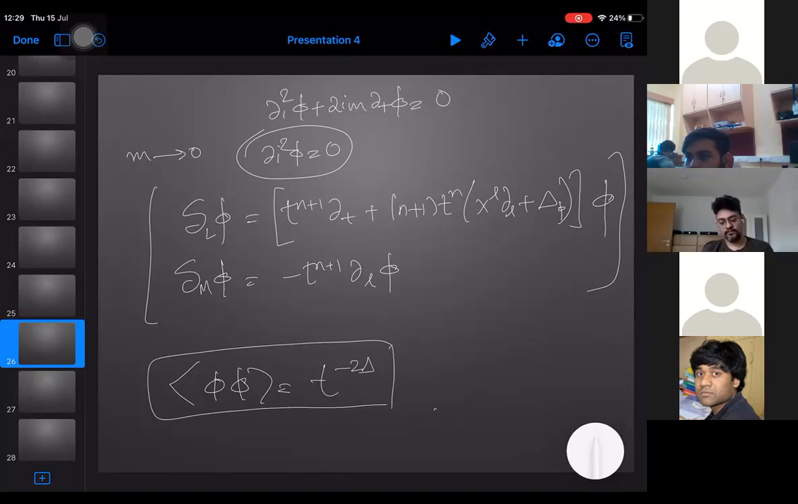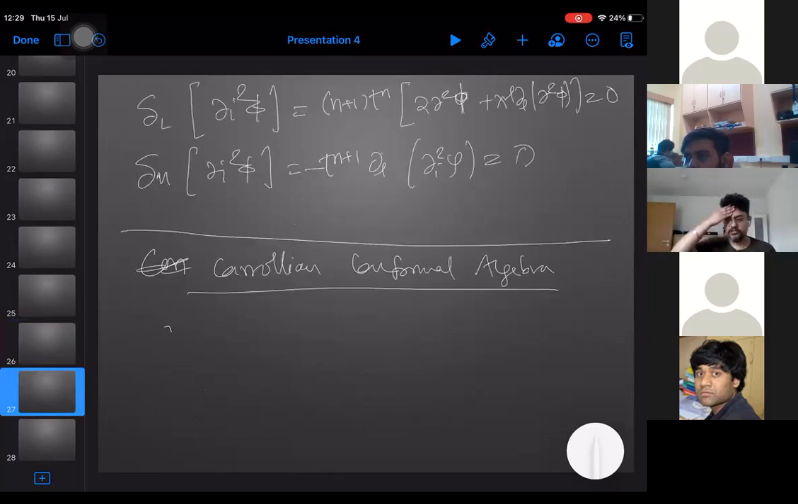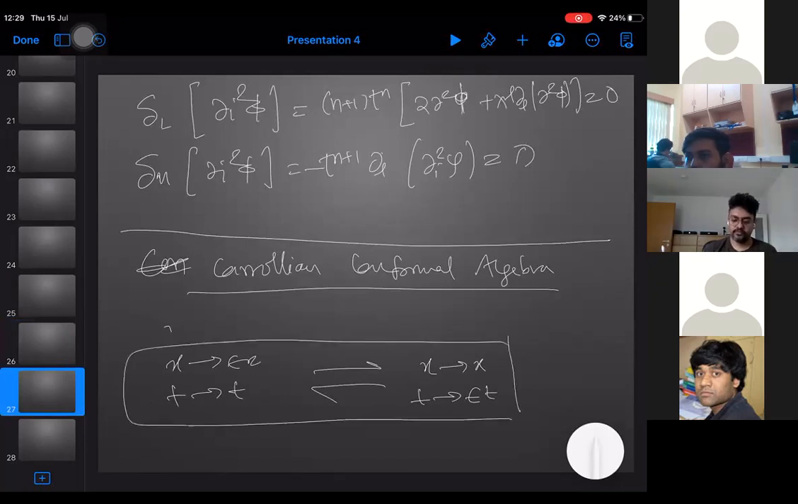That is true. As you remember from the first lecture, which I showed you, for the Galilean case you have this, but in the Carrollian case you have this. So the isomorphism is true in the D equal to 2 case, but in higher dimensions this is not true. And you will see this when we look at the Carrollian conformal algebra.